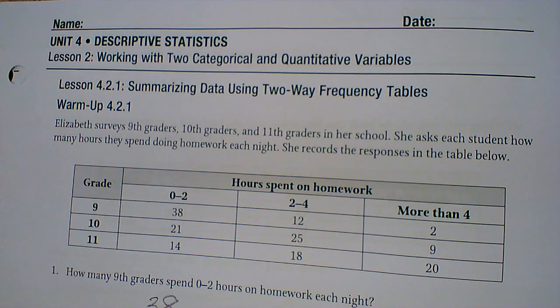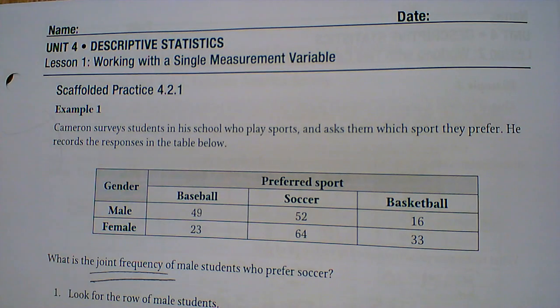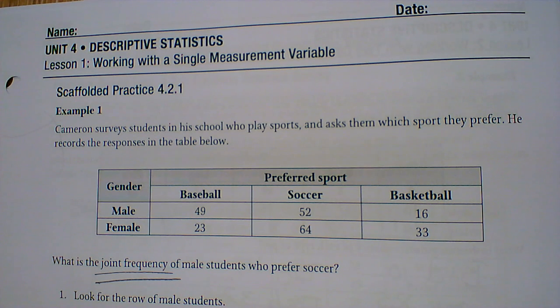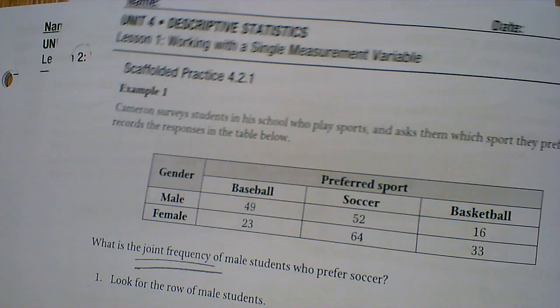So we started with our warm-up today. We completed that. And then we went into our next example where we looked at joint frequency. And again, for joint frequency, that means that we are looking in a column and a row. And we're looking for the data point that fits both of the frequencies. So it's considered a joint frequency.